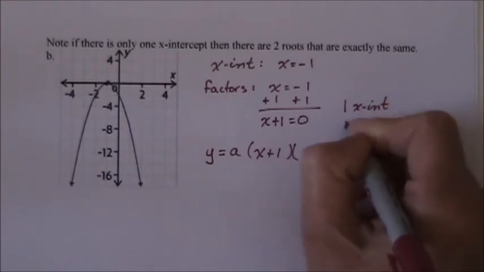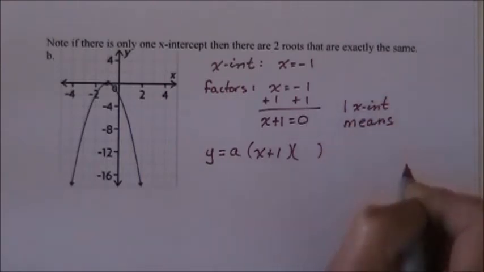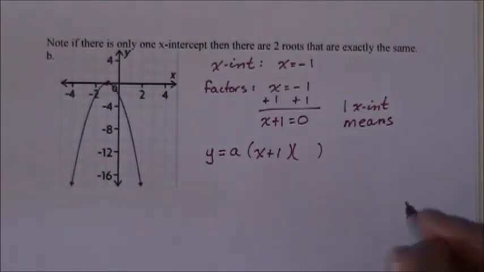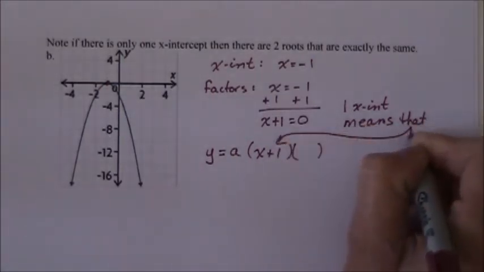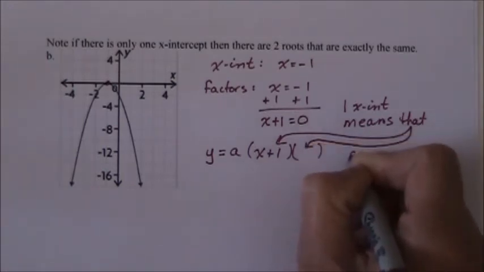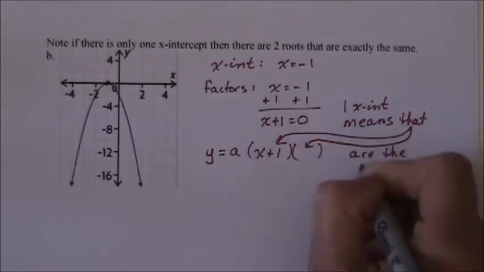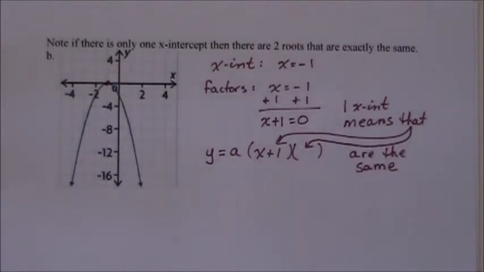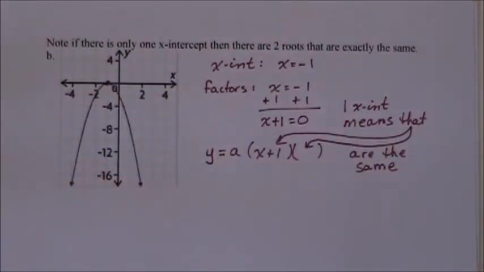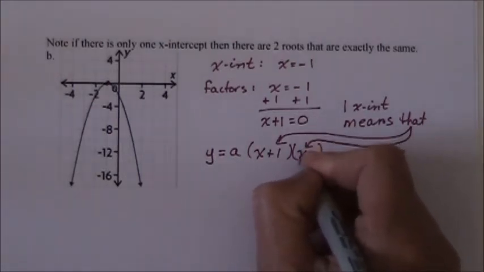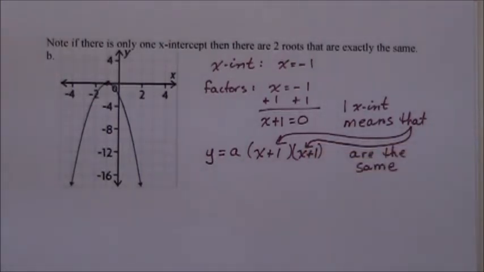Okay, so 1 x-intercept means that this guy here and this guy here are the same. So when we have our vertex, the top of our graph or the bottom of our graph, right on the x-axis, we are going to end up with both factors being exactly the same. So I'm going to put x plus 1 in for my other one.